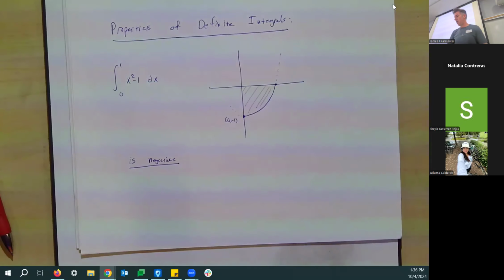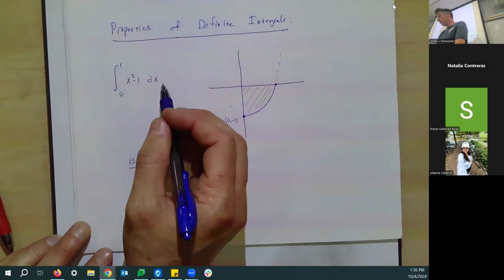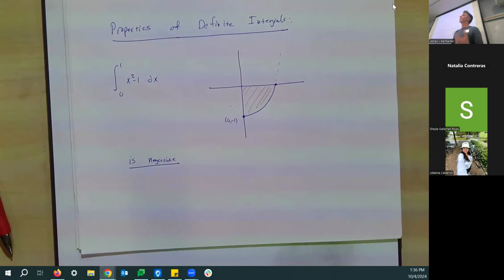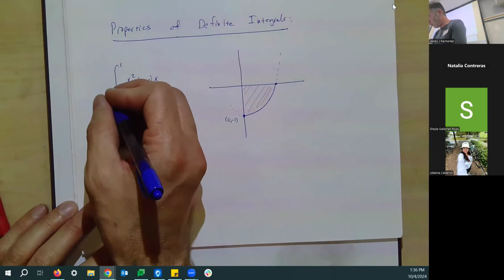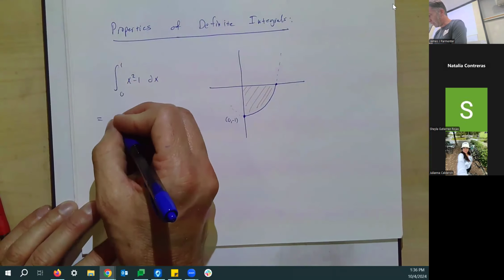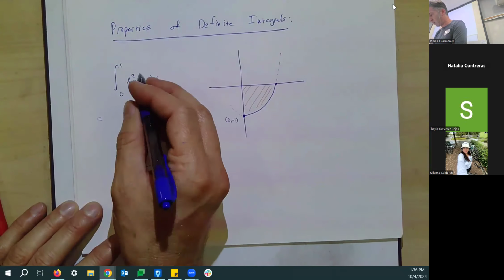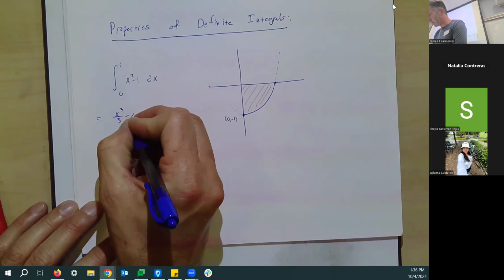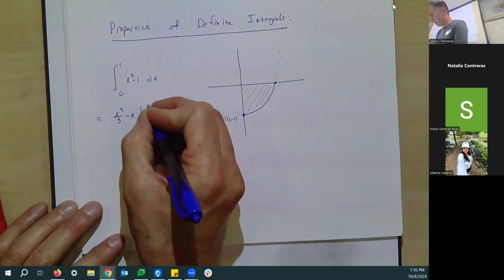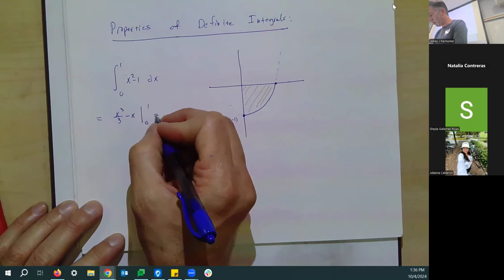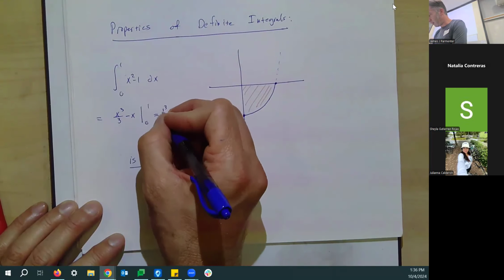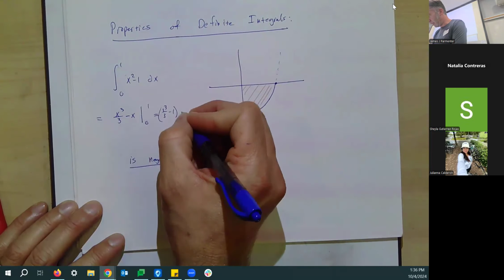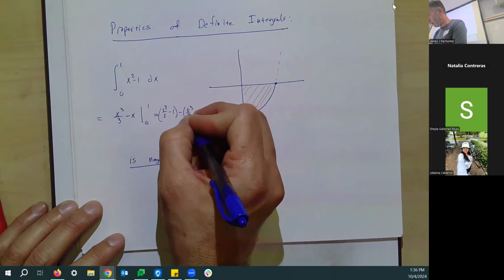Thank you. Okay, so I would just point out, if you were going to do this using the evaluation theorem, which we're almost on the precipice of getting to, you could write this as the antiderivative of x squared minus 1, which is x cubed over 3 minus x, evaluated from 0 to 1. We end up getting 1 cubed over 3 minus 1, minus 0 cubed over 3 minus 0.